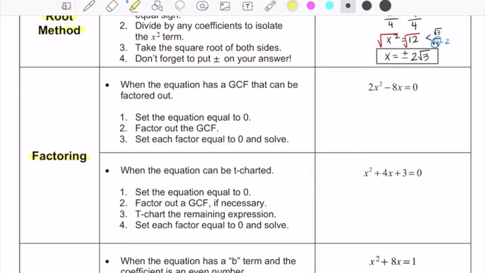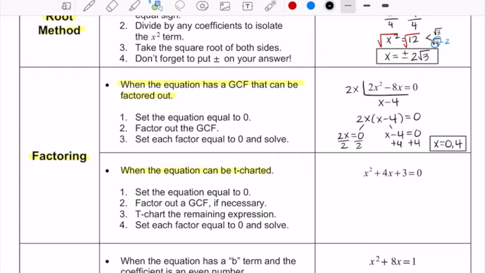You can solve a quadratic equation by factoring either when the equation has a GCF that can be factored out or when the equation can be t-charted, and sometimes they can be factored both ways. So here on this first example, I'll start by factoring by GCF. I'm going to divide out the GCF. Once I have the equation written in factored form, I'll use the zero product property to set each factor equal to 0 and then solve.